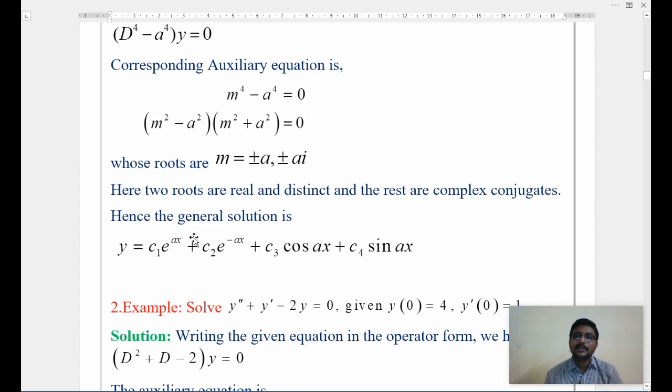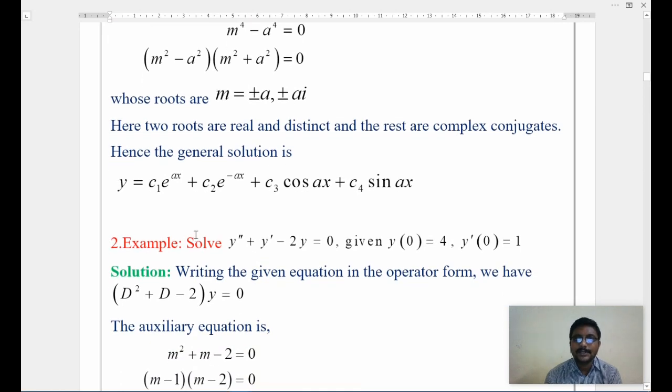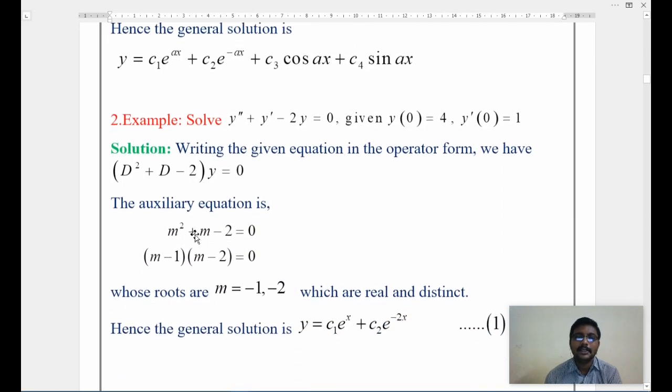So what is the general solution here? y equal to C1 e power ax plus C2 e power minus ax for real and distinct roots, plus C3 cos ax plus C4 sin ax for imaginary roots, because alpha is 0 and beta is a here. So e power alpha x means e power 0x, but the value of e power 0x is 1. So it is the required general solution of the given fourth order DE.